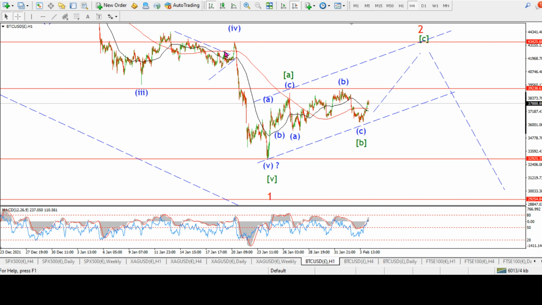That will bring us back to the previous 4th wave high, and it will complete an impulse wave down. So we would expect a reversal down into a 3rd wave over the next period. Let's move on.